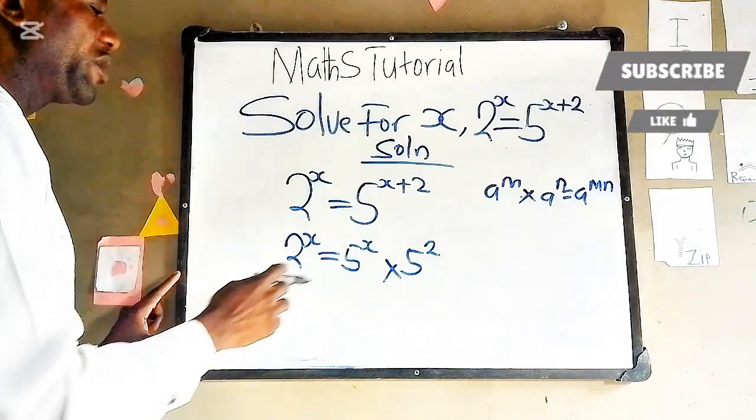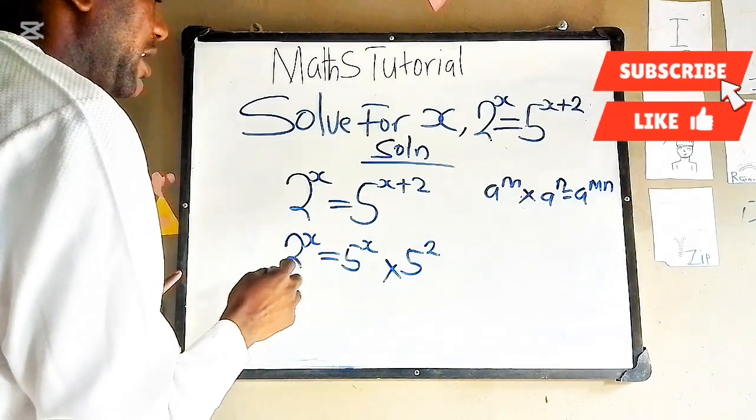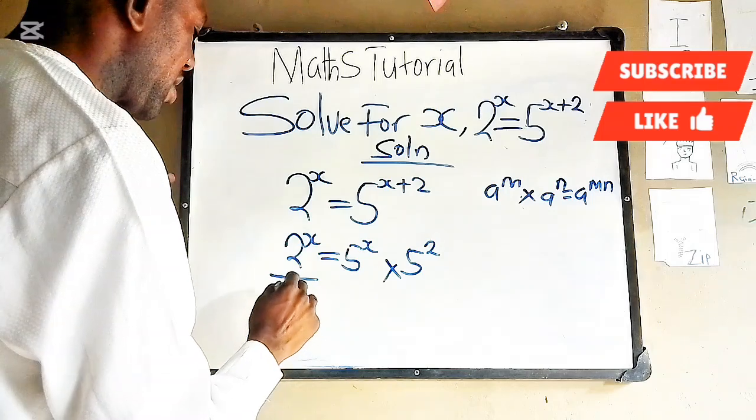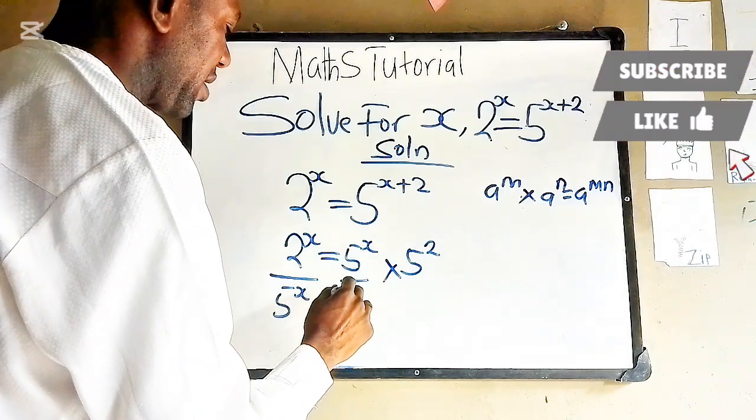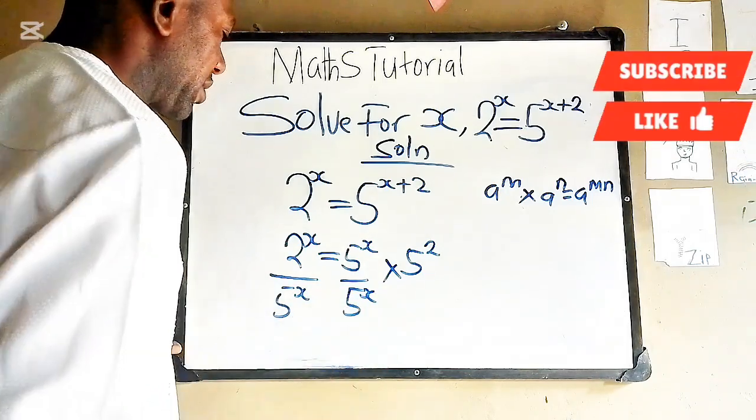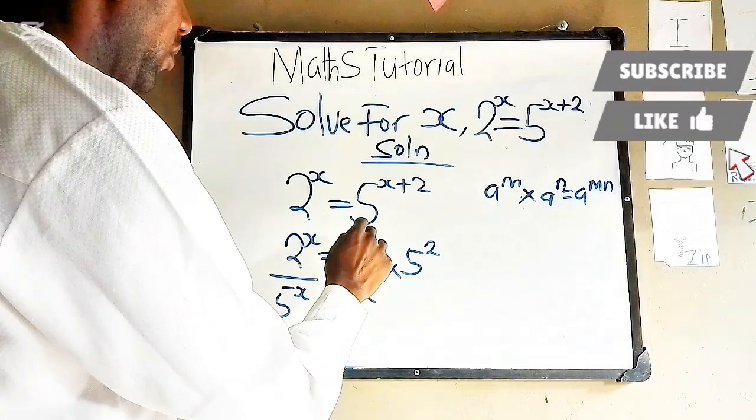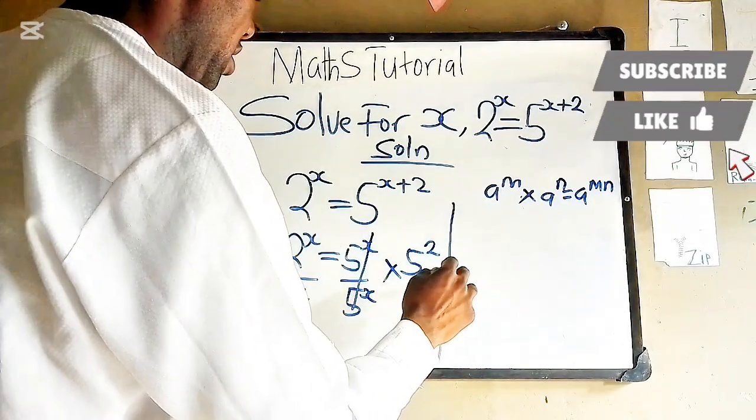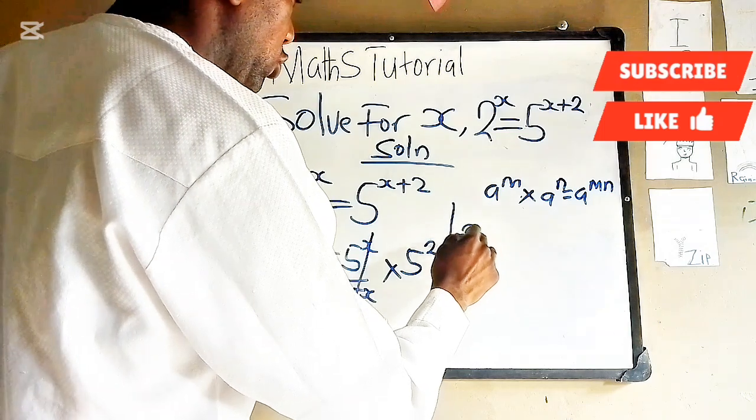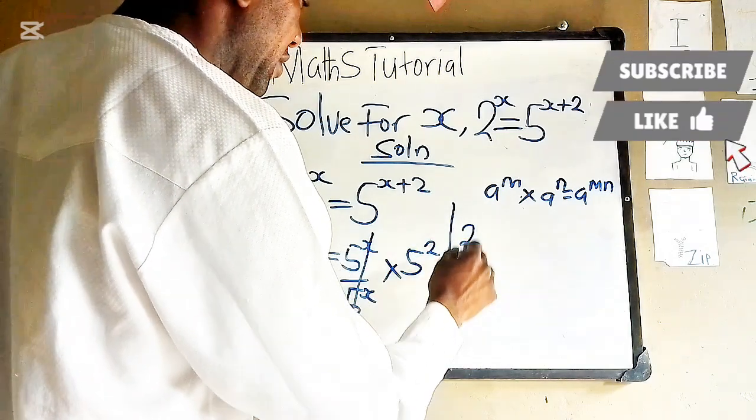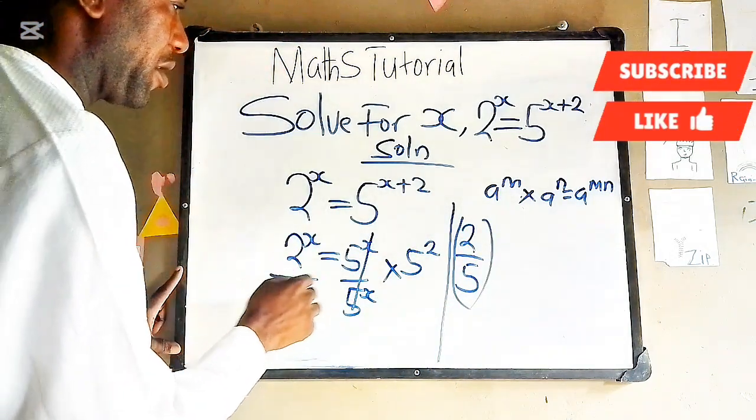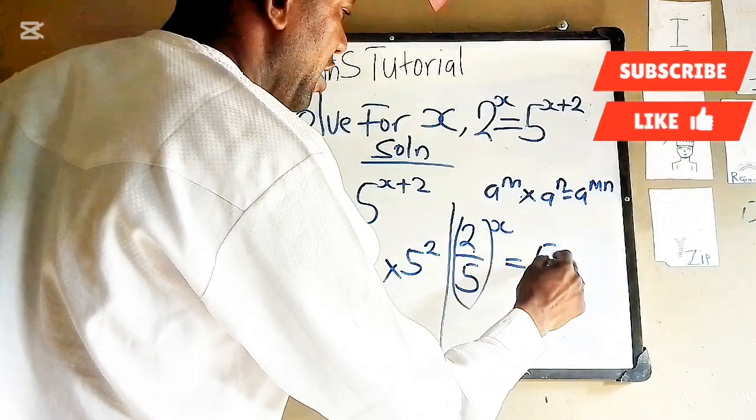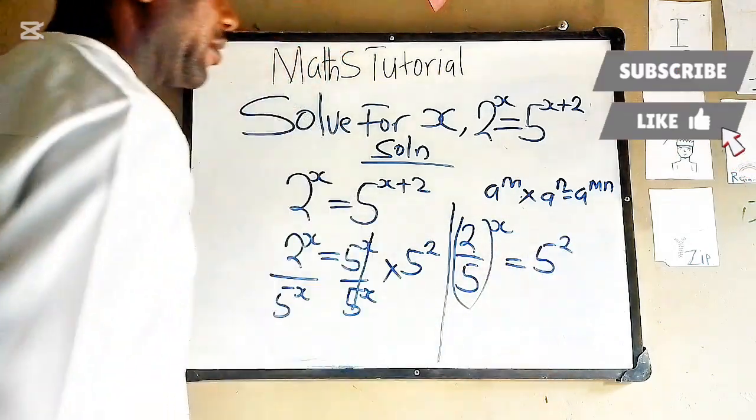At this point, we divide both sides by 5 raised to power x. That means here divide by 5 raised to power x, and here divide by 5 raised to power x. At the end, we cancel this, and so we're going to have 2 over 5, all in brackets, to the power of x is equal to 5 squared.